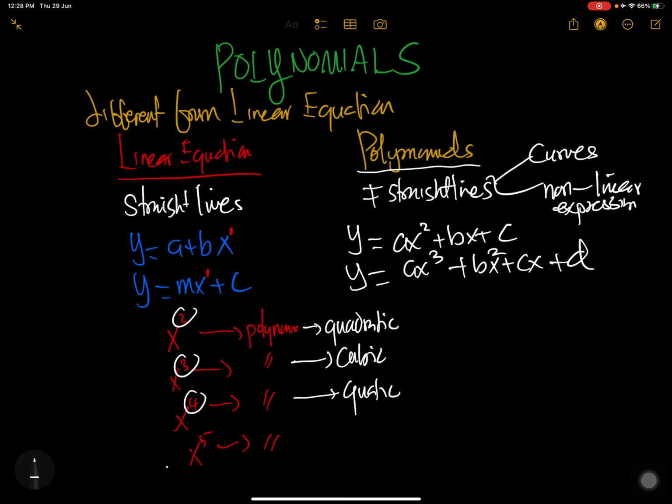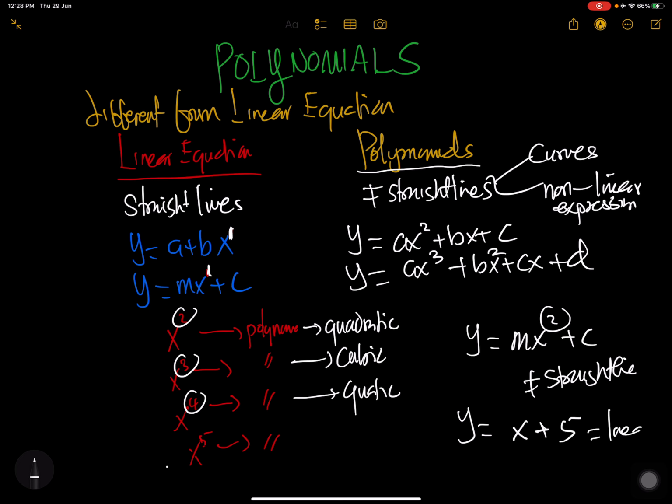Remember, we categorize the equations under linear equations or polynomials, and we've determined what a polynomial looks like. It's of a degree more than 1. The x here is of degree more than 1. So if you have y is equal to mx squared plus c, it's not a straight line. Why? Because of this 2 here. The moment this degree is 1, let's say y is equal to x plus 5, then this is a linear equation. It's linear because the degree is 1, and the m here is 1, right? So now we've looked at what a polynomial is and how it is different from a linear equation.